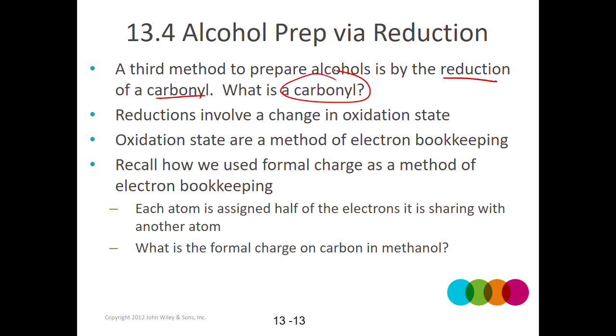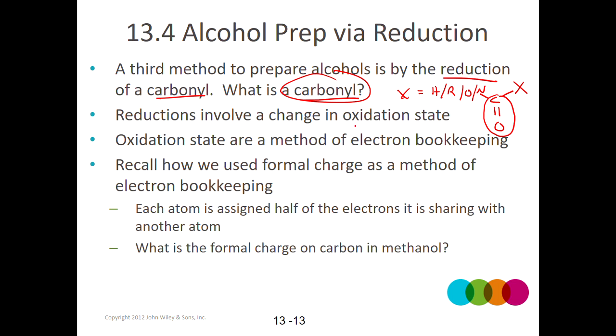A carbonyl is any molecule that has a CO double bond, or this is a carbonyl group. It could have a hydrogen here. It could have a carbon group there. It could have an oxygen, a nitrogen. So on either side of this CO double bond, I'll put X here, could be a halide, could be any one of these things. So carbonyl specifically is a general term. It refers to any functional group that has a CO double bond and then two things bonded there, no matter what they are.